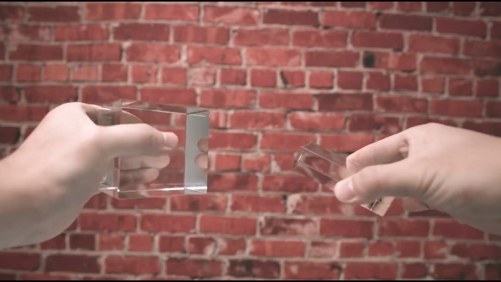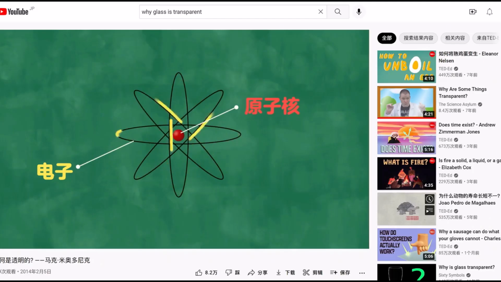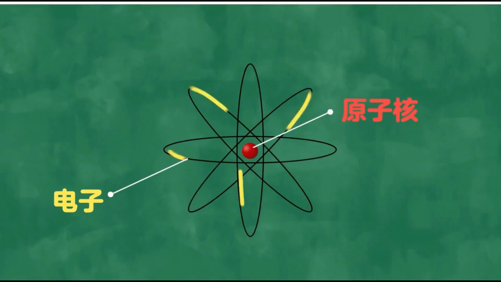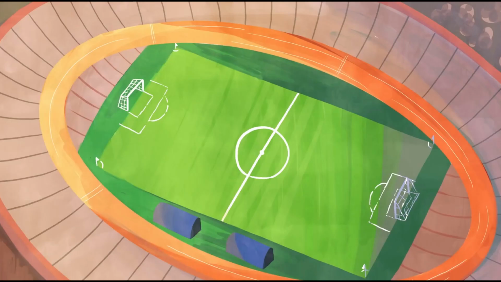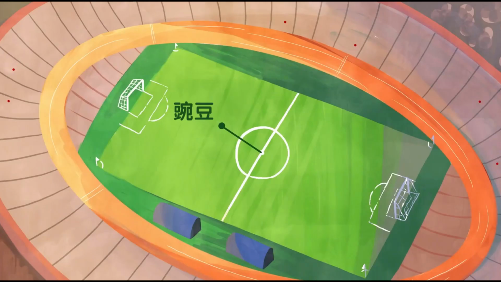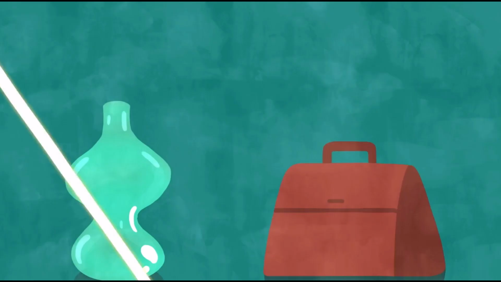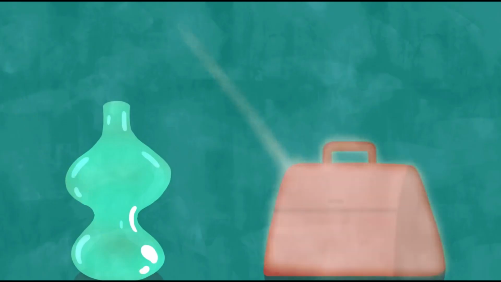But why is glass transparent regardless of its thickness? On the internet, the most common explanation you can find is this: atoms are hollow. If you think of an atom as a stadium, the nucleus is the size of a pea, and the electrons are like grains of sand in the stands, leaving large gaps in the atom for photons to pass through. So, instead of asking why glass is transparent, we should ask why most objects are opaque.